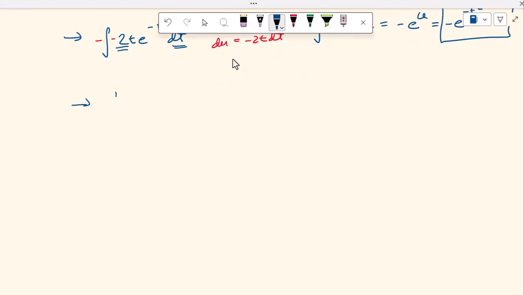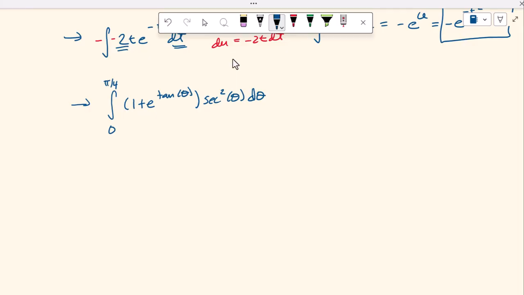Let's get some trig in here. It's been too long without a trig problem. Okay, 0 to pi over 4. This is going to be the integral of 1 plus e to the tan theta times secant squared theta d theta.